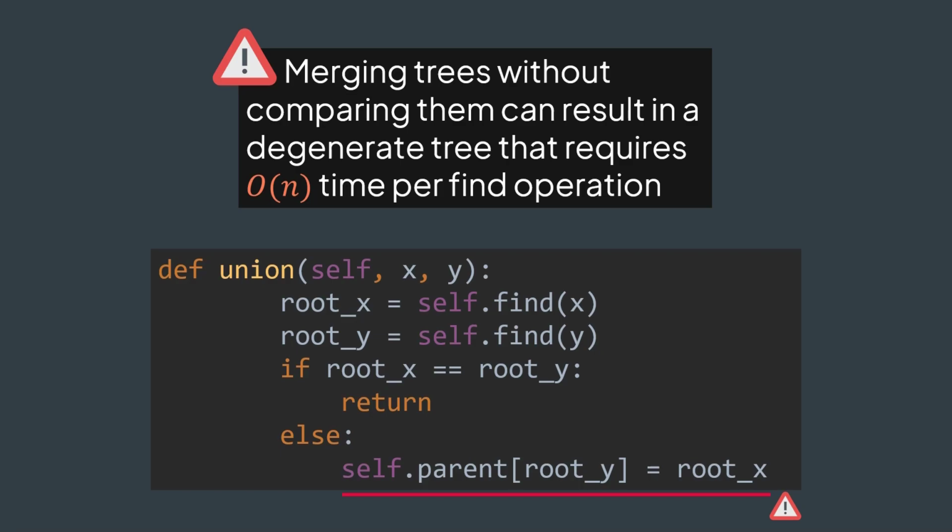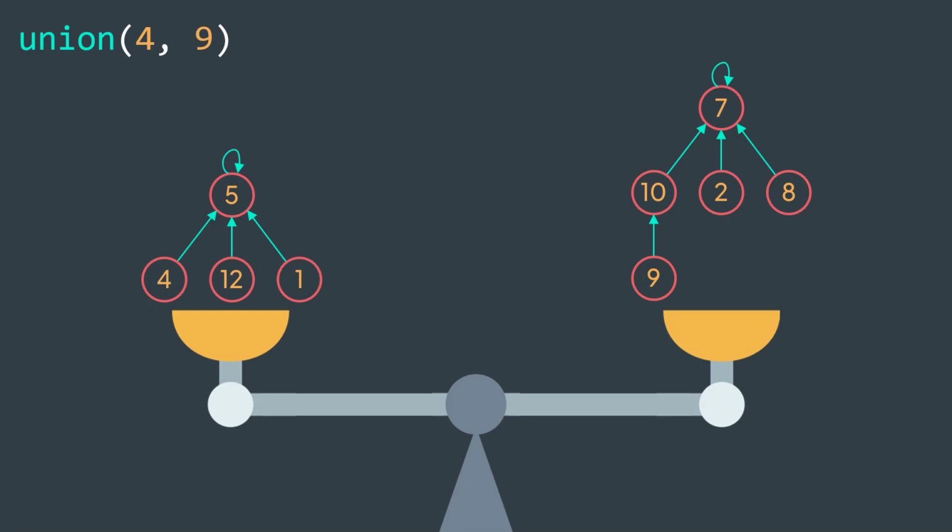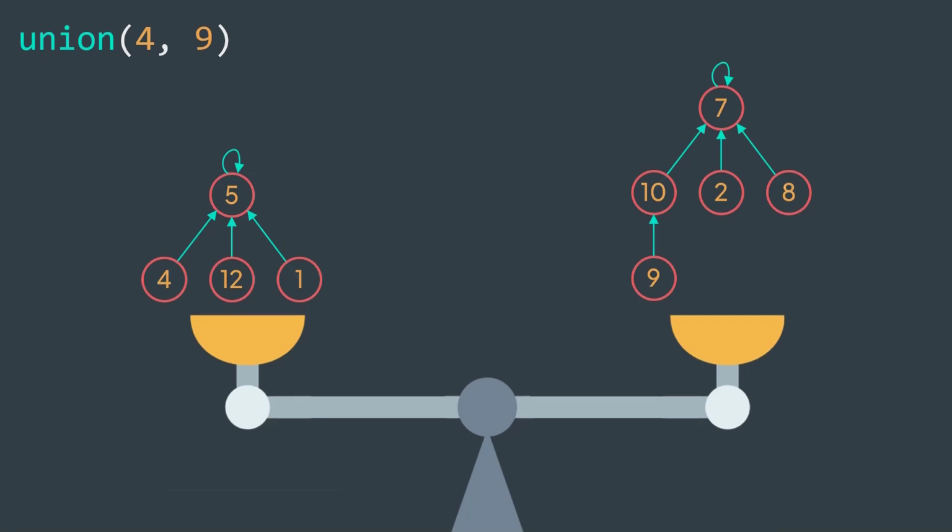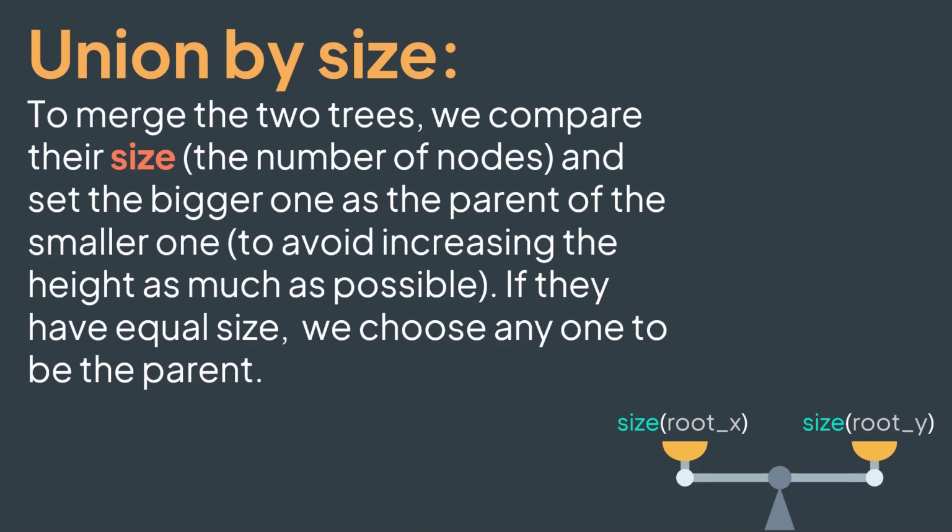A better alternative is to perform a comparison between the trees to know which one should become the parent of the other. Two popular properties are the size and the rank. The size is simply the number of nodes of the tree, and in union by size, we compare the size of both trees before deciding which tree becomes the parent of the other. And obviously, the smaller tree gets added to the big one, to avoid increasing the height, because increasing the height of the tree will make the find operation longer. The find operation speed depends on the height of the tree. And if they're equal, we choose anyone to be the parent.